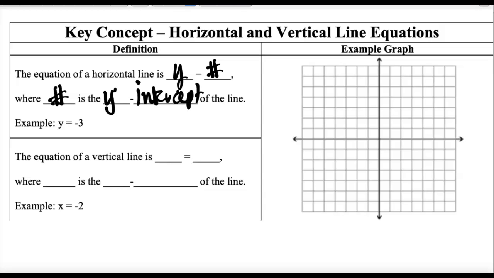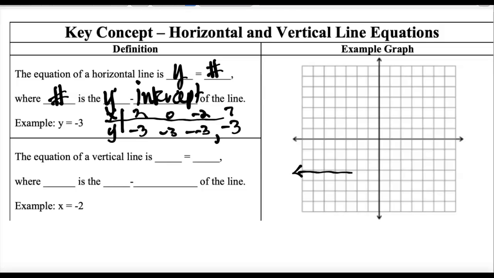So you can think of this as, if I'm going to make a table here, my y value, no matter what I pick, is always going to be -3. And when you pick other numbers to go in there, it doesn't really matter what they are, you're always going to get a line that is down at -3 because your y values will always be down there.